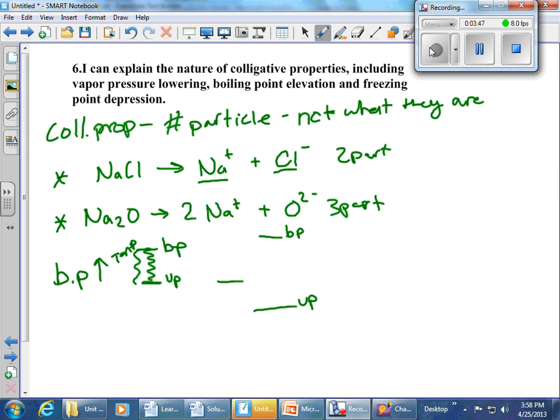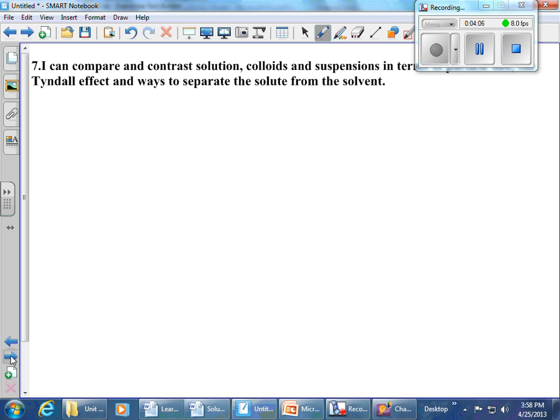The more solute you have in all of those solutions, the more effective vapor pressure lowering. The lower the vapor pressure could go, the higher the boiling point could increase. Okay, lower the freezing point, freezing point depression, lowering the freezing point. Okay, the last part is the 3 types. So we have solutions.